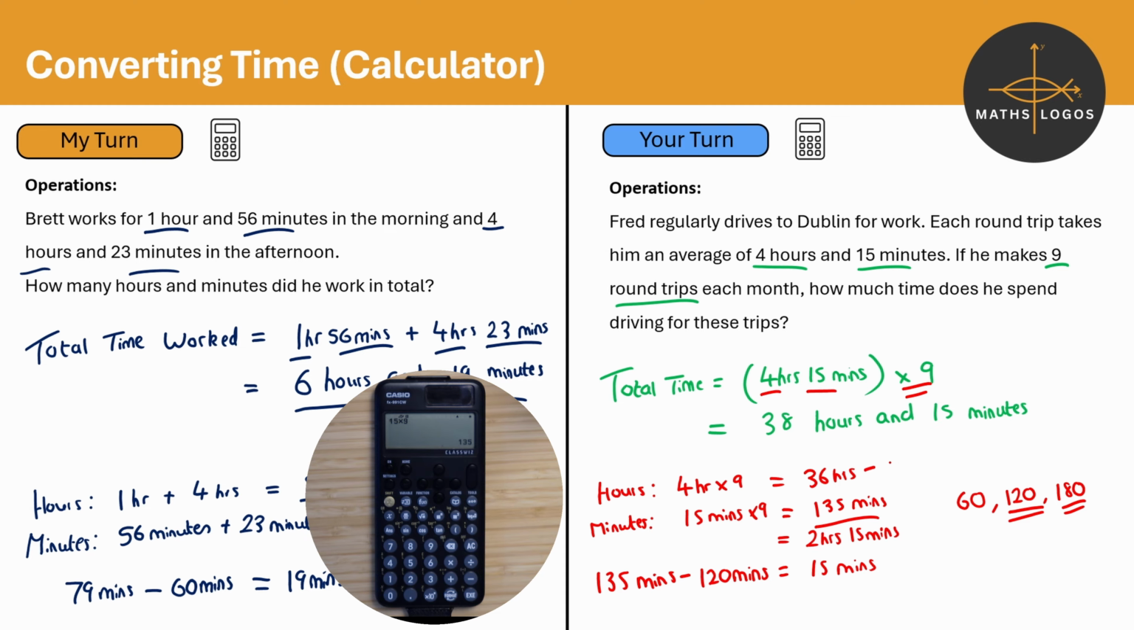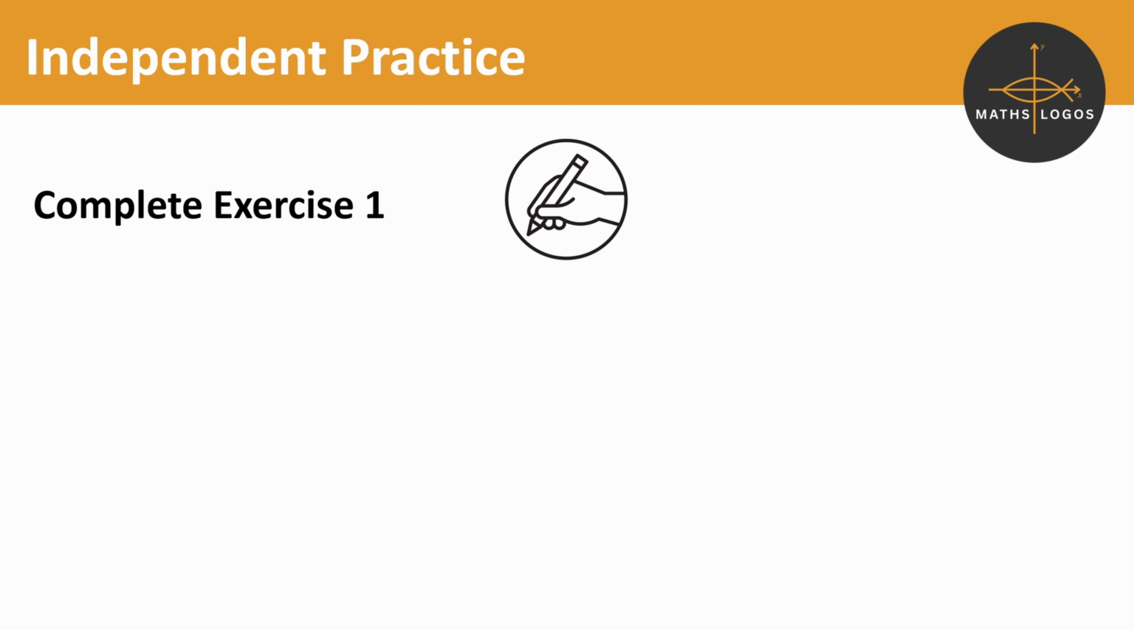And then all I have to do is combine the 36 hours with the 2 hours and 15 minutes to give me my 38 hours, 15 minutes. If you're using our lesson booklets, you can now complete exercise 1.